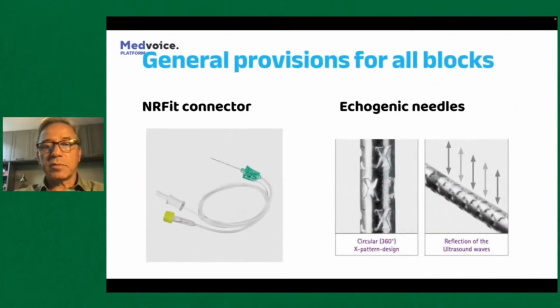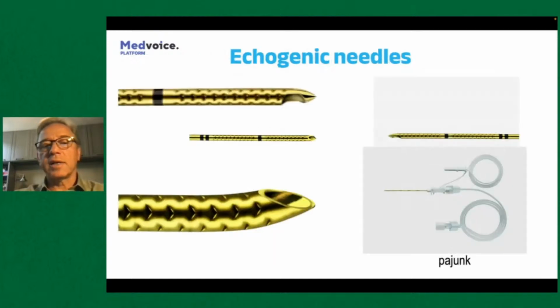General principles: use Luer-lock connector needles and, if possible, echogenic needles. These are special needles designed for use with ultrasound. They have these so-called golden nuggets that help the ultrasound to see the needle better.